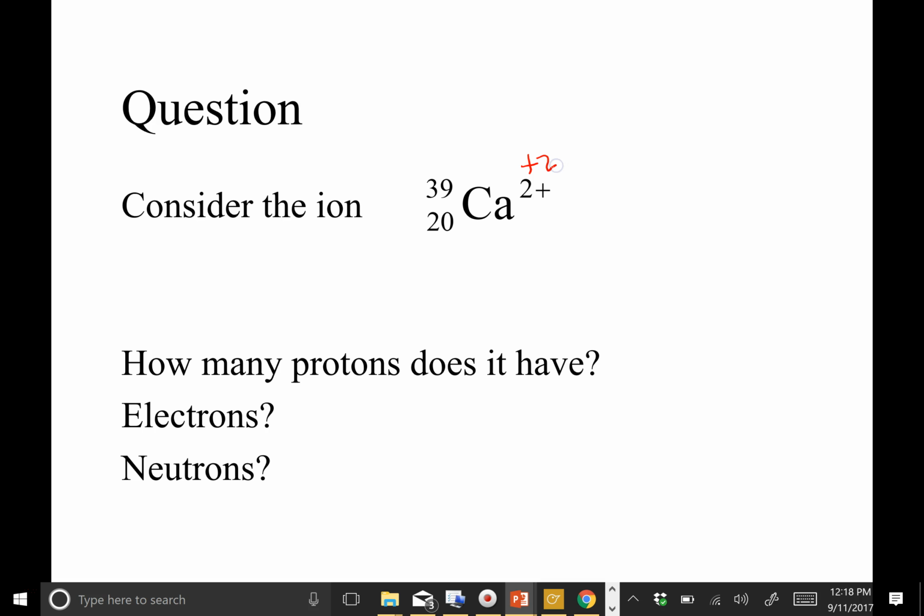But we could go ahead and answer these same three questions. So how many protons does it have? 20. How many electrons does it have? 18. How many neutrons does it have? 19. Okay. So the 20 was from this number, the 18 came from 20 minus 2.